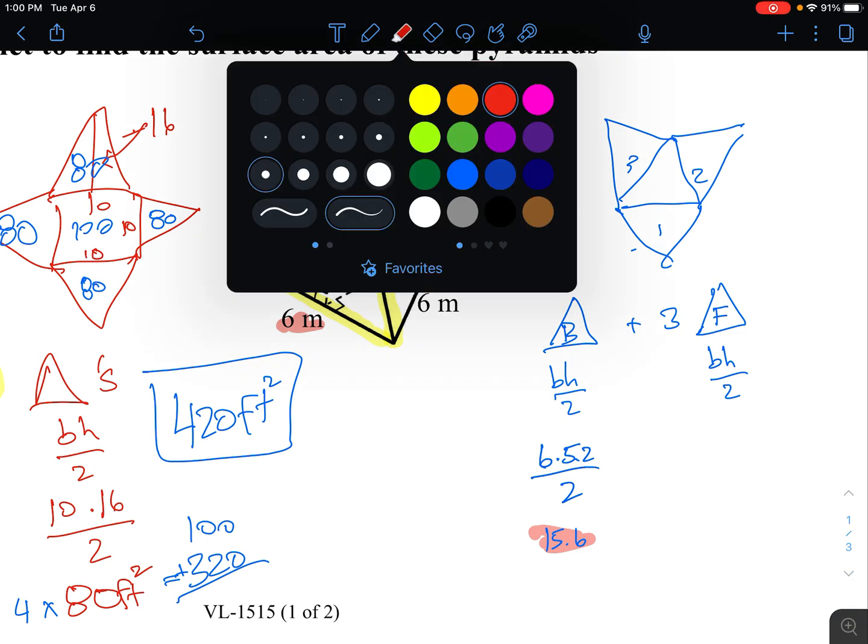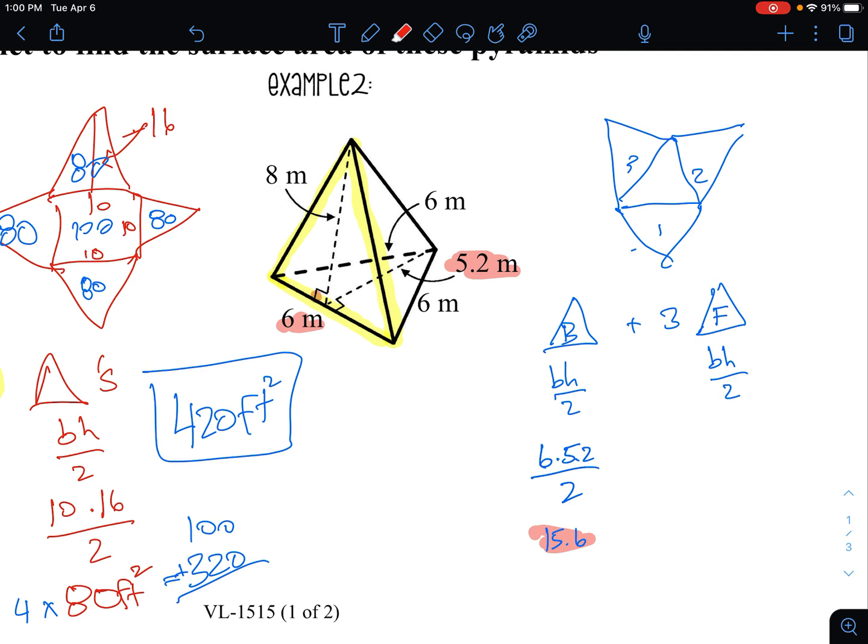So let's use red. Look at that right angle. It forms a little T, which means this 6 is still going to be important, but this height is not 5.2. It's actually 8, as you can see. So our base is 6, our height is 8, and all that gets divided by 2. When you multiply that out, you should get 24. Now, keep in mind, there are 3 of these faces, so you're going to want to multiply this by 3. And 3 times 24 is 72.